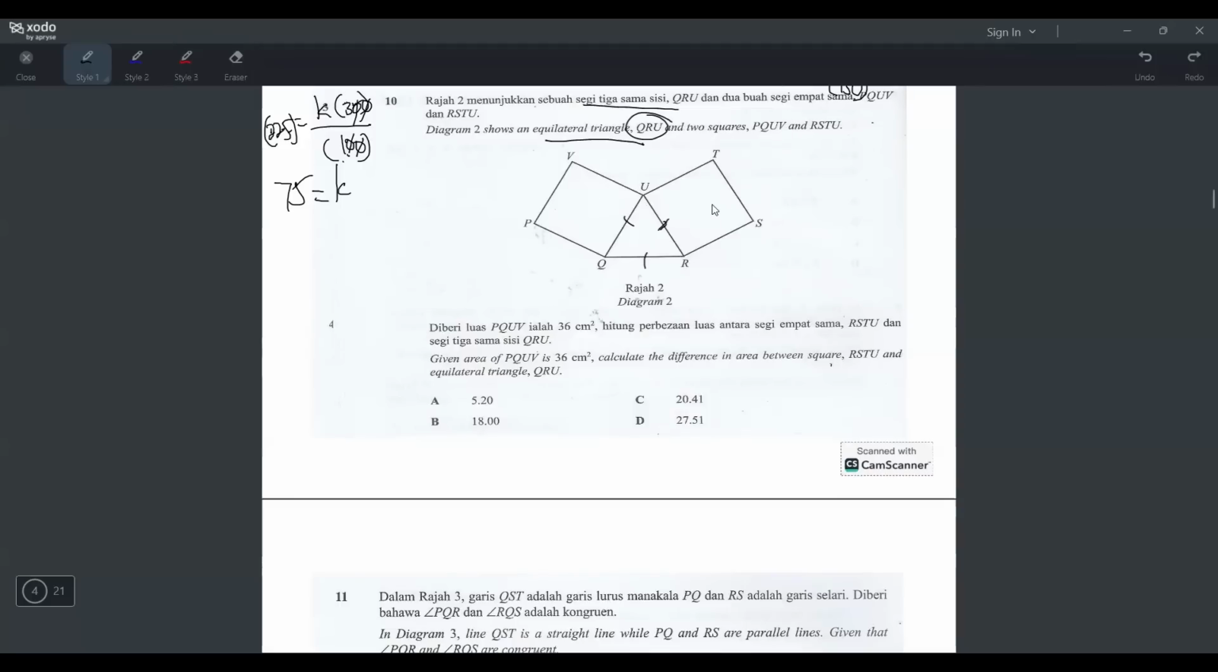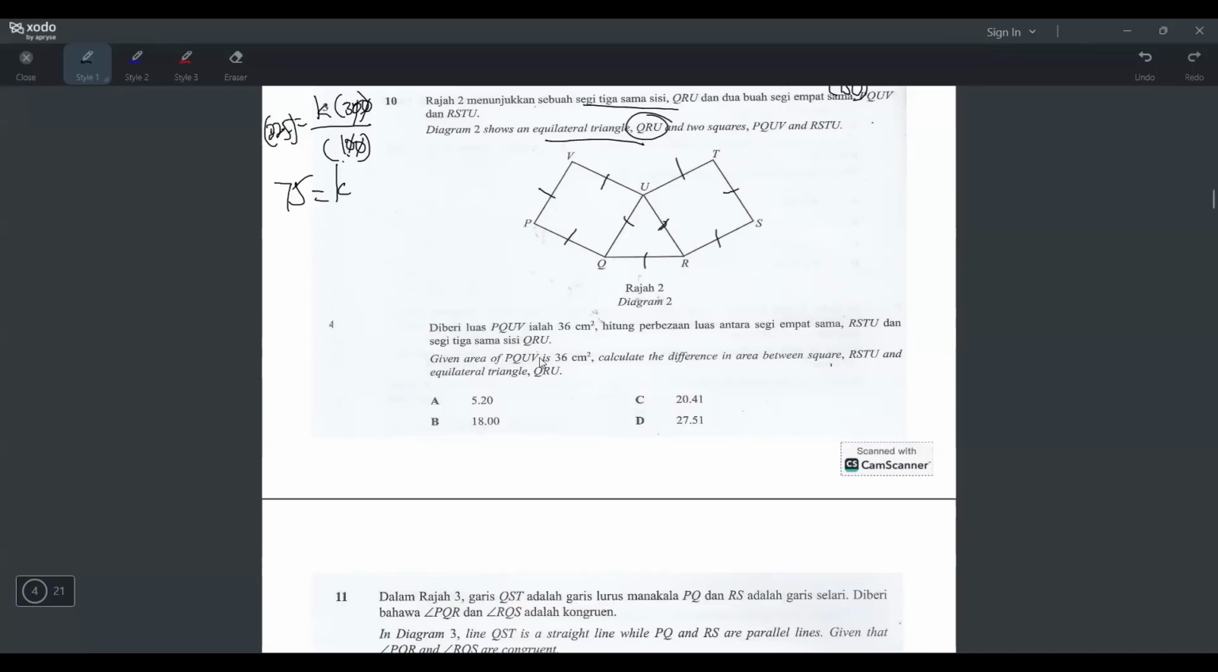But are they same size? Okay, let's see. If this is a square means what? All 4 sides sama panjang, right? But you can see that QU is the side of the square, but at the same time it's also side for the equilateral triangle. It means this side same with this, same with this, same with this. Same for this case also. The UR is the side of triangle, but at the same time it's also side for the square. So automatic the remaining side all same with this.